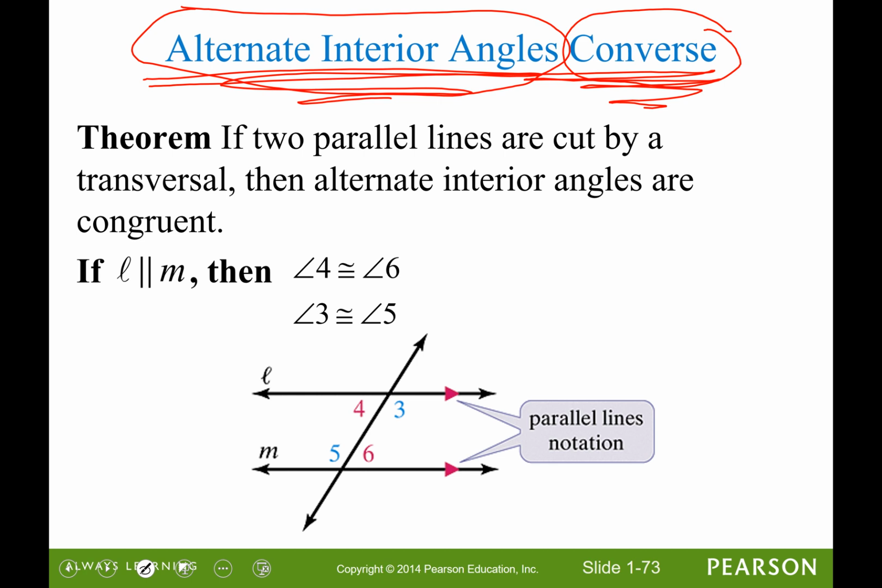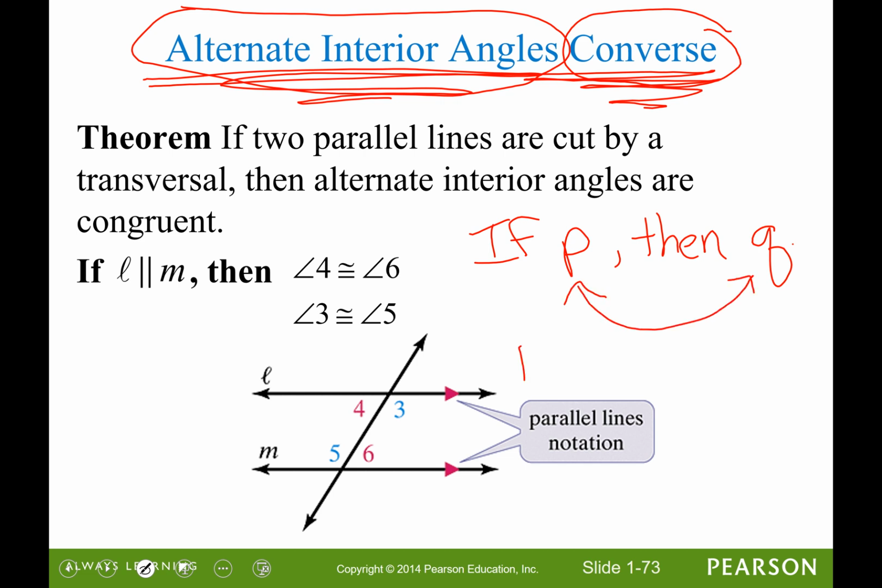So a little review on what a converse is. You take your if and whatever your hypothesis is, comma, then, and whatever your conclusion is. Okay, that's your conditional statement. The converse is where you take P and Q and you switch them. So it'd be if Q, comma, then P. Okay, so that's the converse of the theorem. And so this theorem right here is the converse of the alternate interior angles theorem.